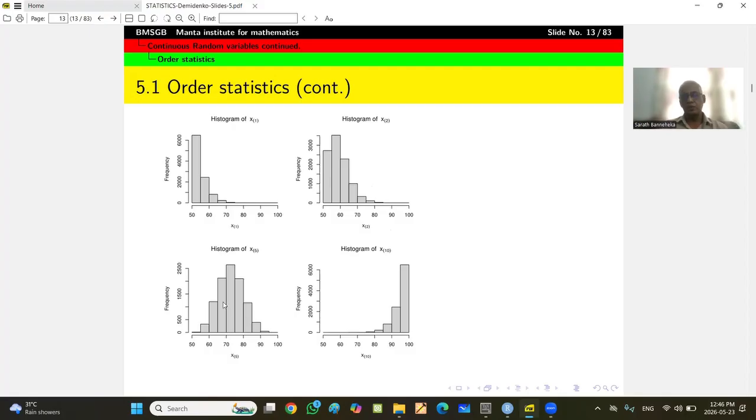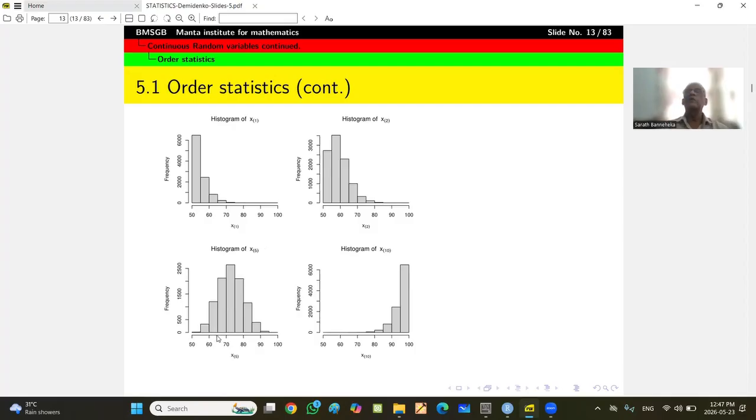Here, X5 is actually somewhere in the middle of the 10 order statistics, right? So this X5 is most likely to be the value in between 50 and 100, in the middle. So that means roughly between 70 to 75 or so. You can see from this one that the most likely value for the fifth order statistic is between 70 to 75.